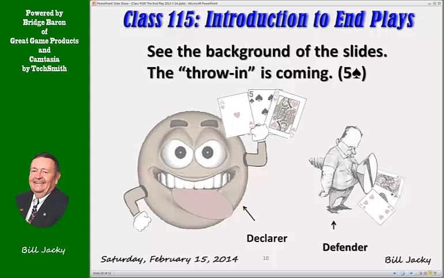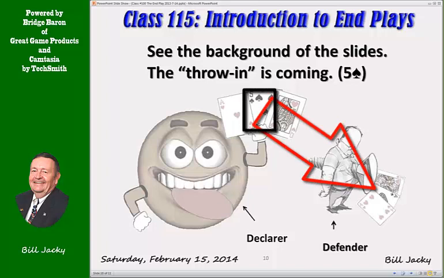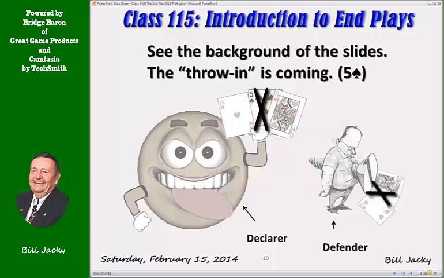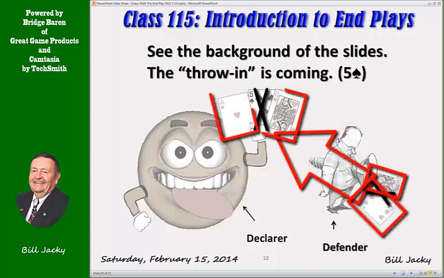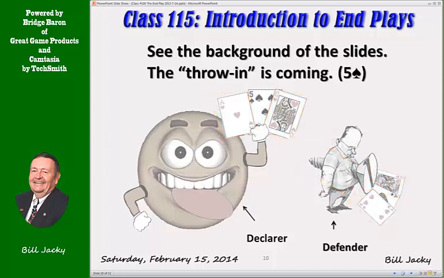Let's look at the background of this slide because I'm going to be using it throughout. It is an example of the throw-in just before it happens. Clubs and diamonds have been stripped, eliminated. The lead is in Declarer's hand, and Declarer leads the 5 of spades. The poor defender is forced to win with the ace of spades, and he is then forced to lead a heart back into the ace-queen of hearts, and the Declarer gets the last 2 tricks. That is basically the end position for an end play.